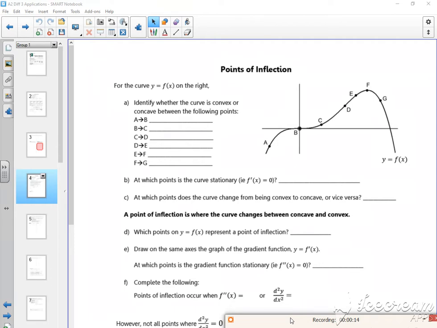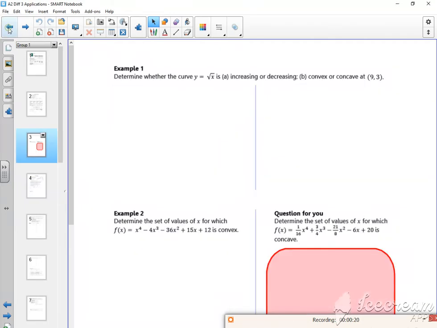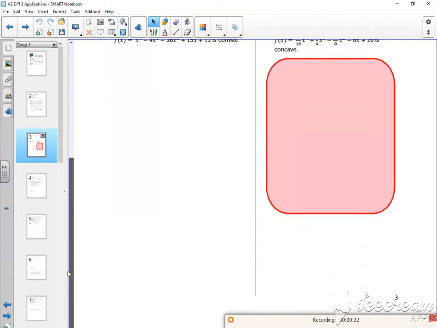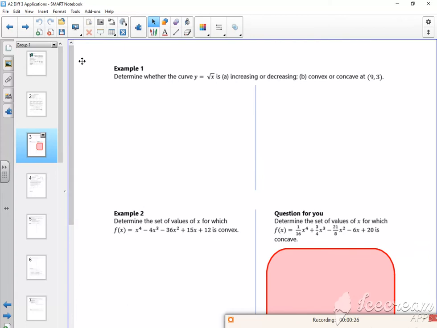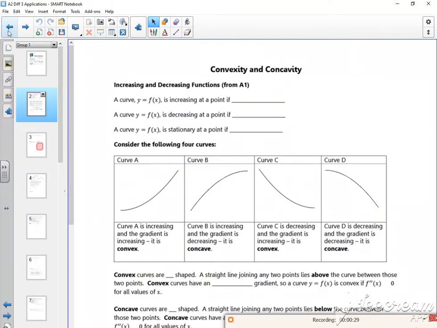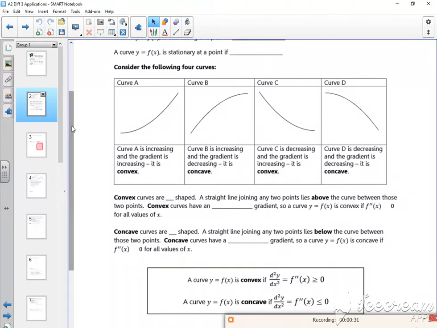It's asking to identify which parts of the curve are convex or concave. So we just need to nip back and have another look at that. Oh, hang on, have I missed something? No, I've done that question. This part here about convex: which bits are convex and which bits are concave?